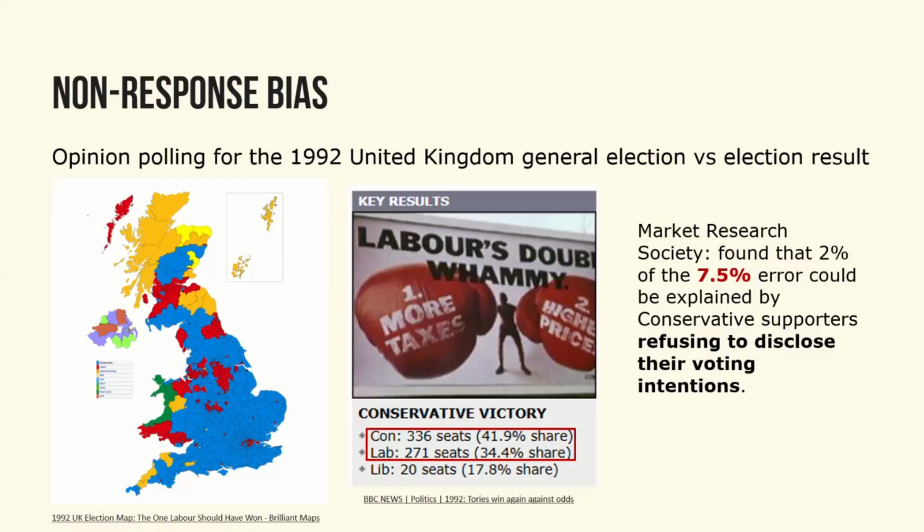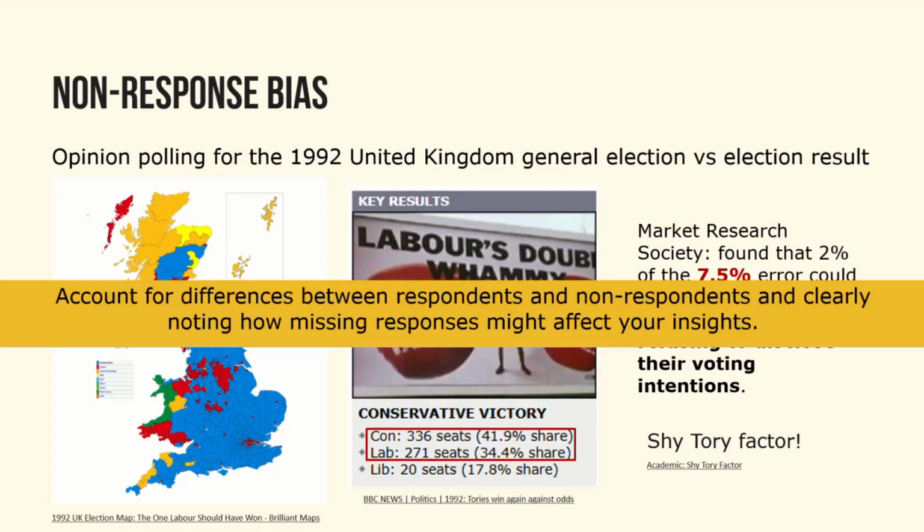And that also happened in the exit polls. So after people voted, Labour was still leading. This phenomenon was known as the shy Tory effect. Voters for Tory, the Conservatives, wouldn't say what they would vote for, and that was considerably different from those who responded. So we need to account for differences between respondents and non-respondents and clearly note how missing responses may affect our insights.